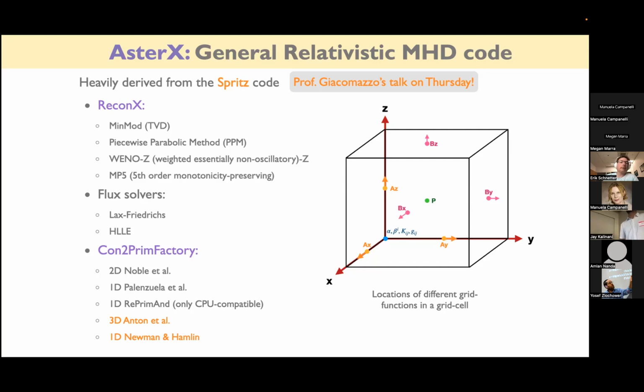Not exactly. It's a finite difference code. Okay, so do you do a component-wise reconstruction on the classes, or do you do a characteristic reconstruction? I think we do it component-wise, if I'm not wrong. Okay. Yeah, maybe that's okay.